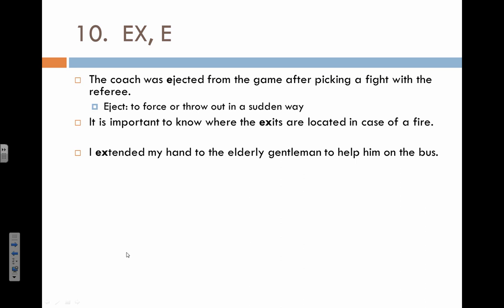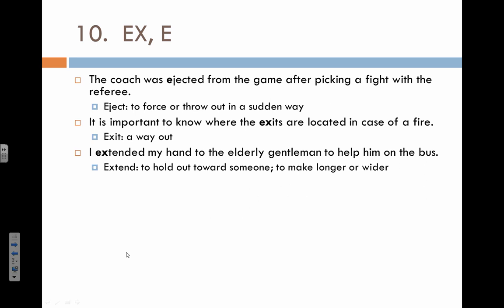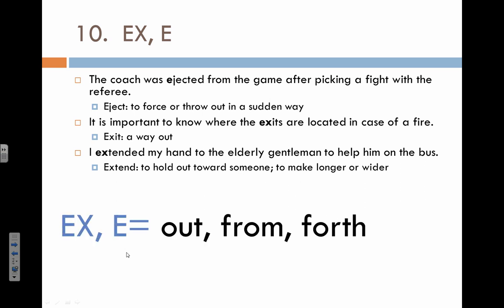So we've all seen this in a game. A coach gets a little hot-headed and unsportsmanlike, and he or she's ejected. That's when you force or throw somebody out in a sudden way. If you're going out of an exit, you're going out, a way out. And if you extend your hand, or if you extend an offer, that means you're holding out towards someone. It can also mean to draw something out to make it longer or wider. So this one's pretty easy. What do you think ex or e means? You are correct. Ex and e means out, from, or forth. Okay, out, from, or forth.